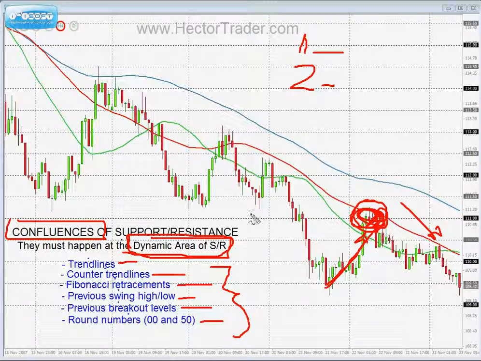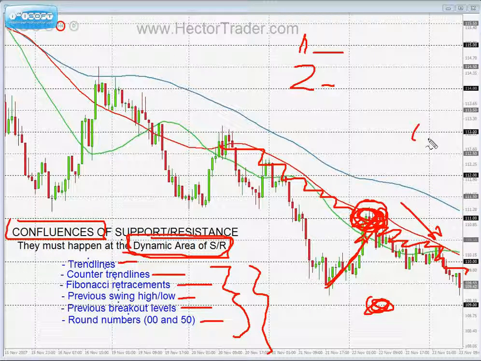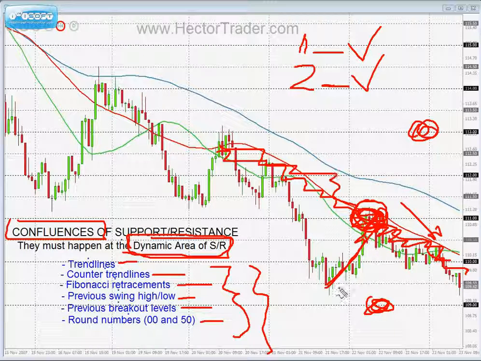Moreover, if I find a confluence of different elements of support and resistance, but they do not happen around the area between the 30 and the 50 simple moving average, let's say they happen here, or somewhere very far away from the dynamic area of resistance, that's not a valid area to search for a trade either. So you must have both requirements. First of all, a pullback to the dynamic area of resistance, and second, a confluence within that dynamic area of support and resistance.